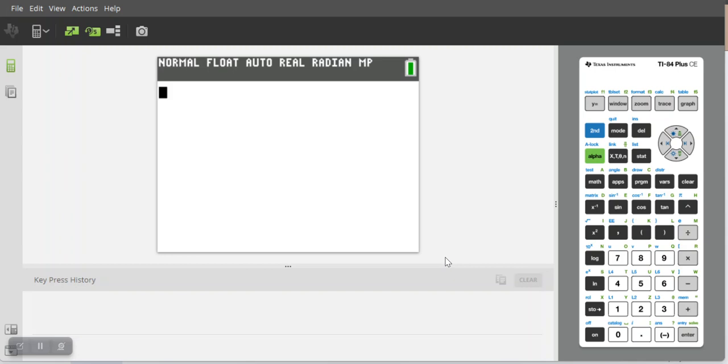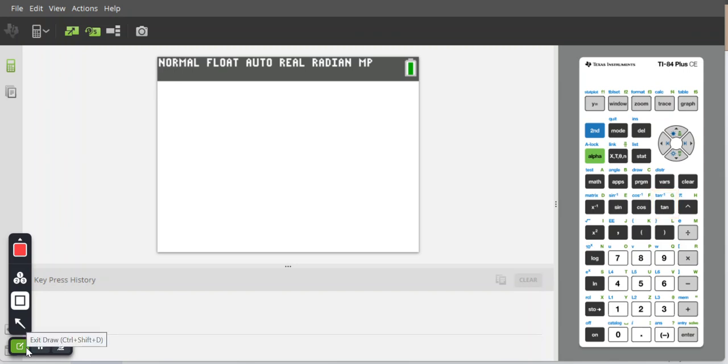And the output is the ratio of the length of the side opposite that angle over the length of the side adjacent to that angle. So the key itself is right here on this calculator. Let me just highlight it for you. Right there. And it will work in two different modes.